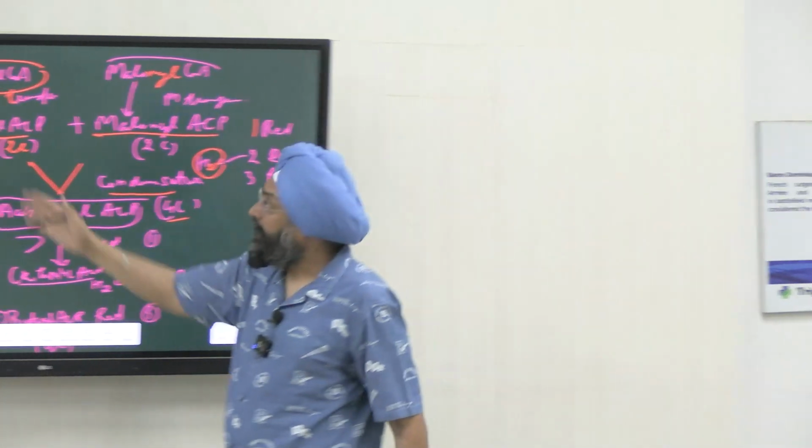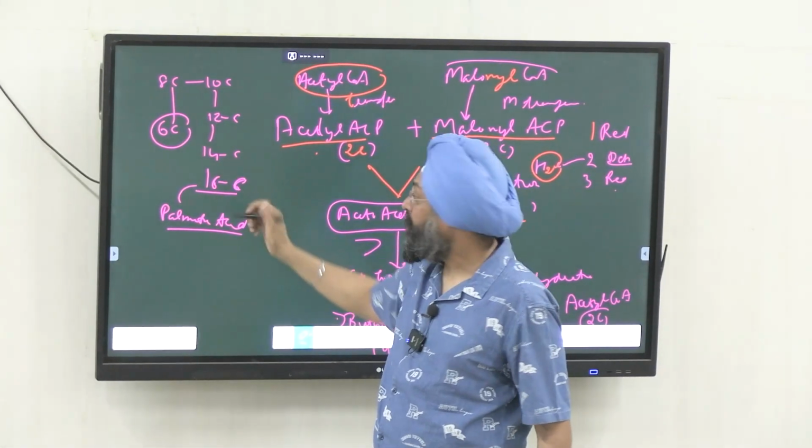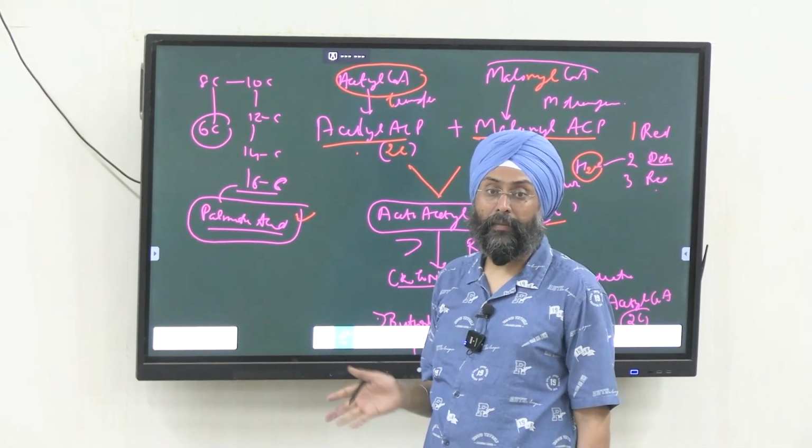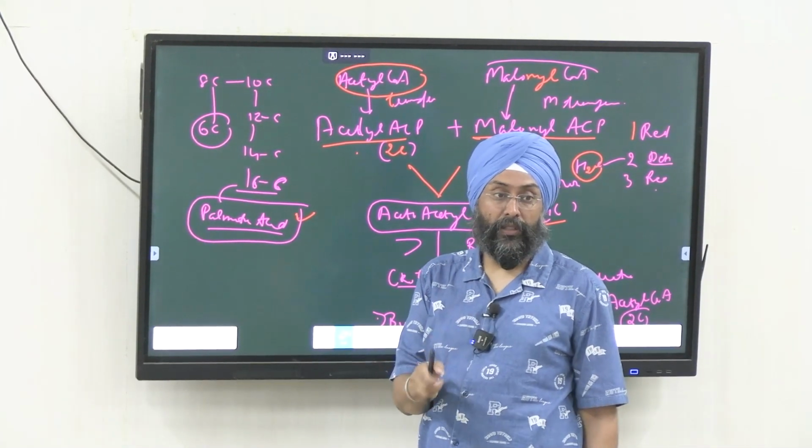We finally formed, by adding two carbons each time, 16 carbon. That is our palmitic acid. Now the problem is coming about double bonds and unsaturation. We'll discuss that now.